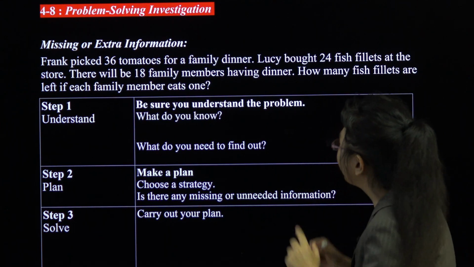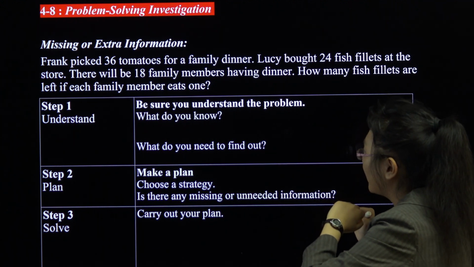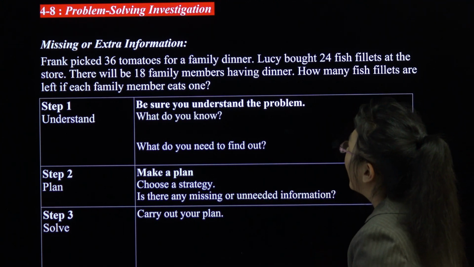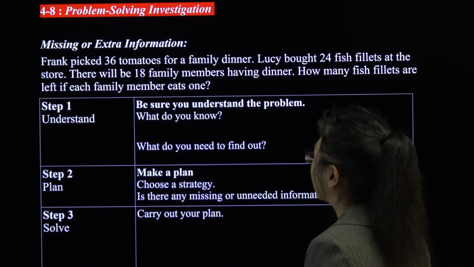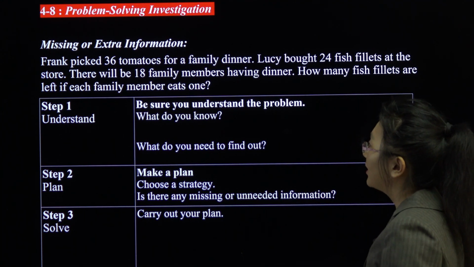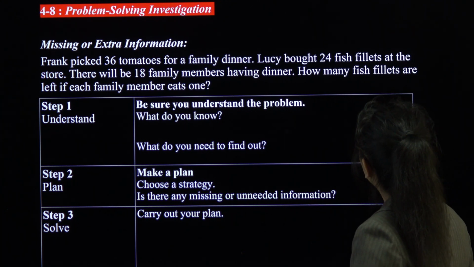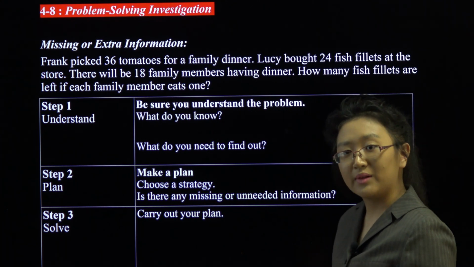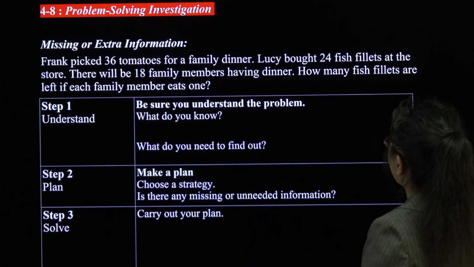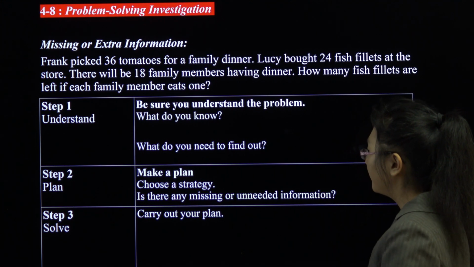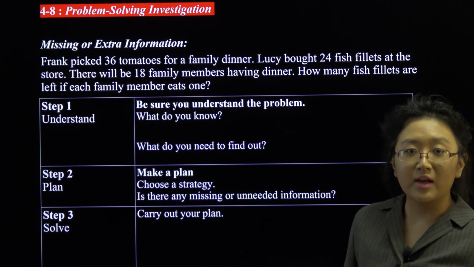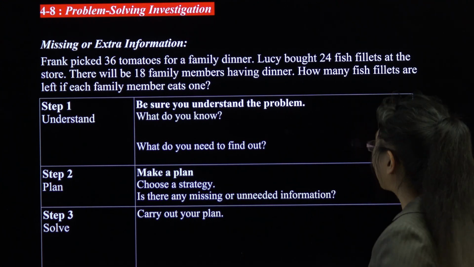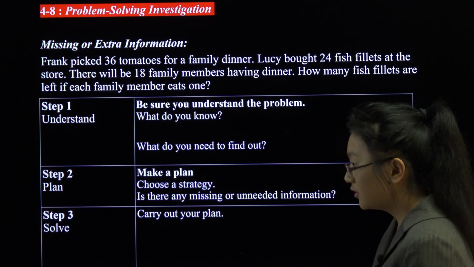Back on track, though. Be sure you understand the problem, step 1. What do we know? We know how many tomatoes Frank picked. We know how many fish fillets Lucy bought. We know how many family members are having dinner. And we know that each family member eats one. What do we need to find out? How many fish fillets are left? So our plan is probably subtraction, because it says how many of something are left.